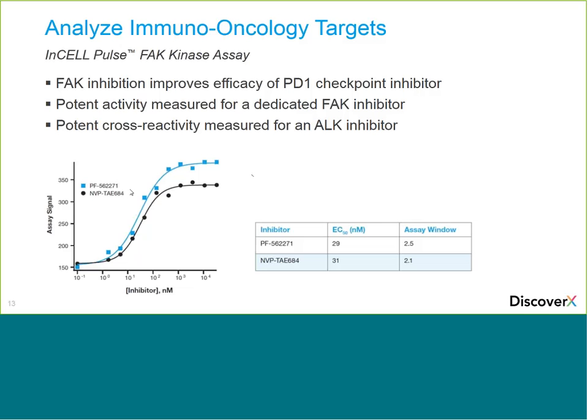So I think this is an example of how you can take advantage of looking at some of the off-target effects of your compound to jumpstart new programs, quickly move into a cellular assay to say, hey, this compound does engage the target in a cell, and this could be a very good opportunistic starting point for a new program, for example, in IO-NC.